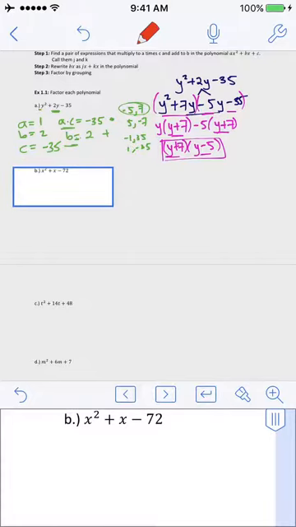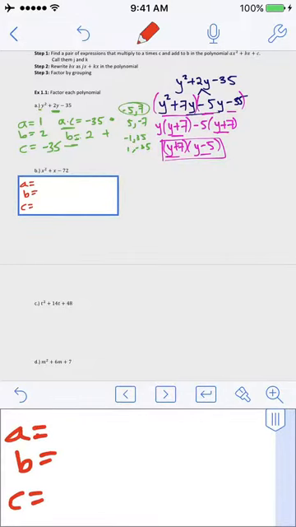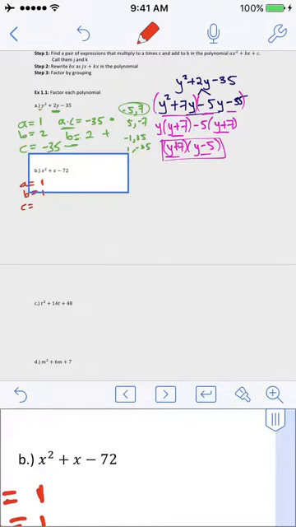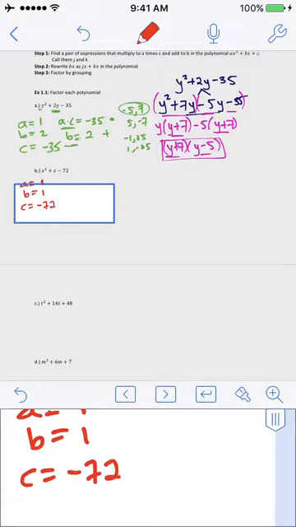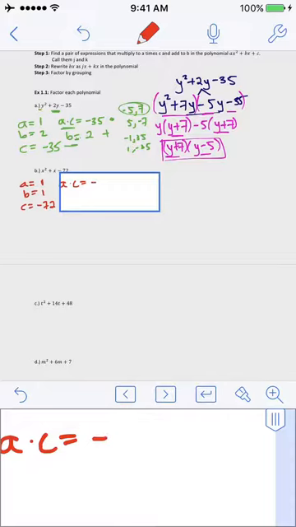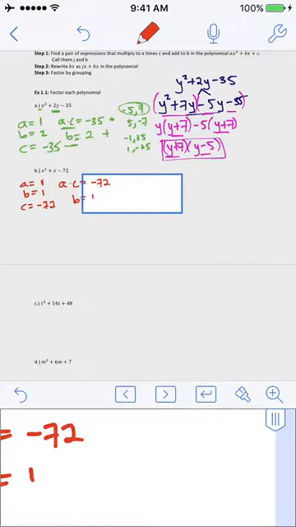Okay, so x squared plus x minus 72. Well, first I'll identify A, B, and C. A here is still equal to 1, and it looks like B is also equal to 1, and C is equal to negative 72. Fabulous. Next, I will try to find 2 numbers that multiply to A times C. A times C is going to be 1 times negative 72, or negative 72. And they add to B, which is 1. So really I'm looking for 2 things that multiply to this and add to that.